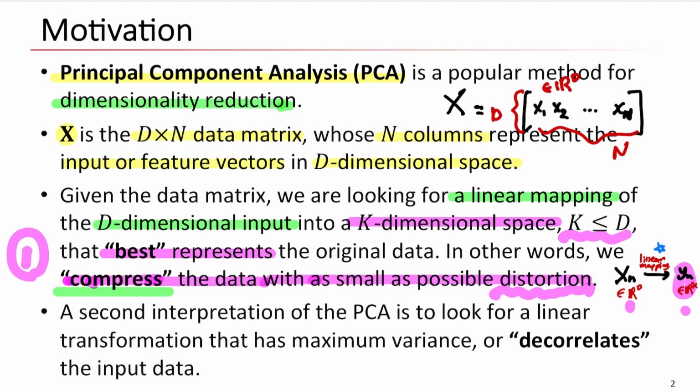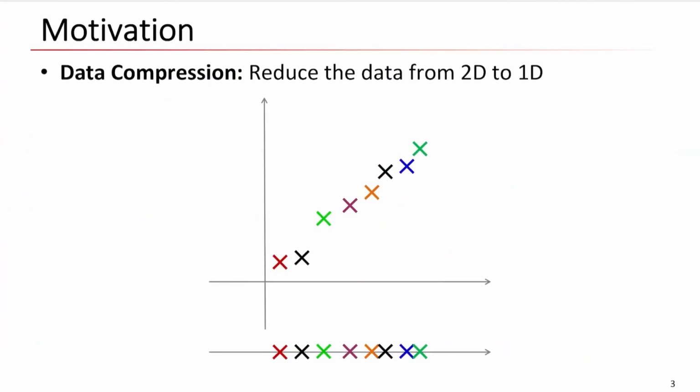Another goal is to look for the linear transformation that has the maximum variance, or decorrelates the input. So this is another goal of the PCA algorithm. Today we will see what it means. Okay. First of all, let's start with the motivation.